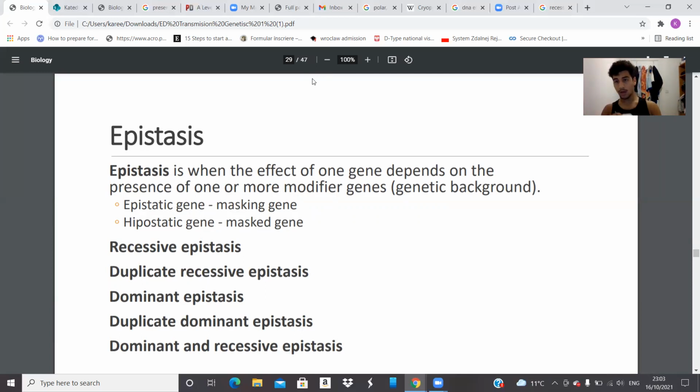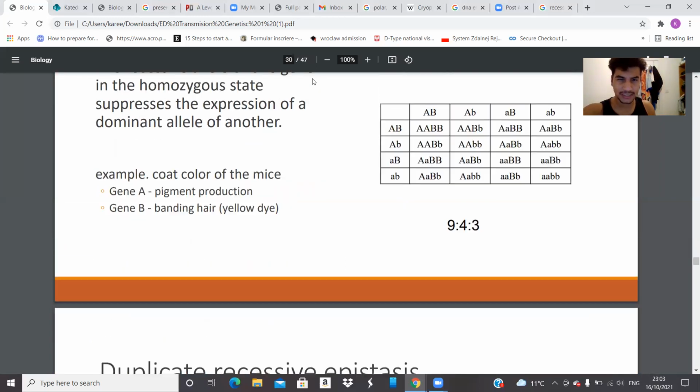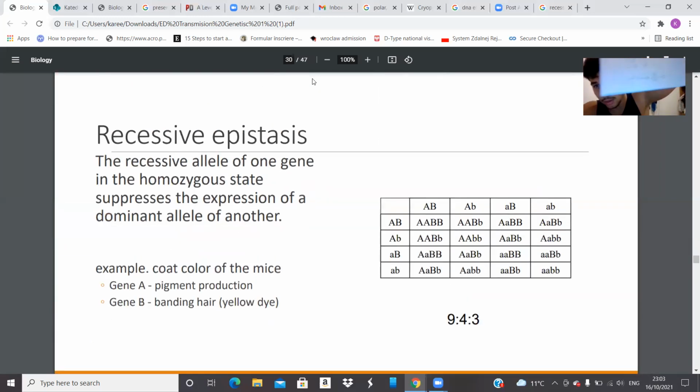So this is the first. This is process 1. This is process 2. This is the end product. Here I'm going to use recessive epistasis as an example.